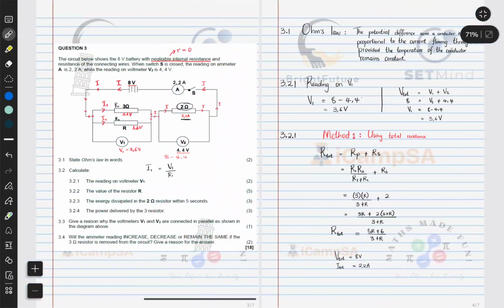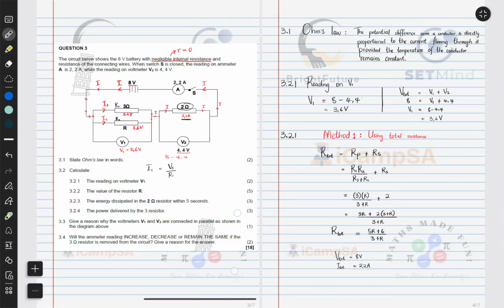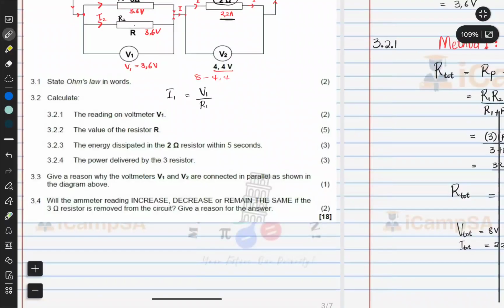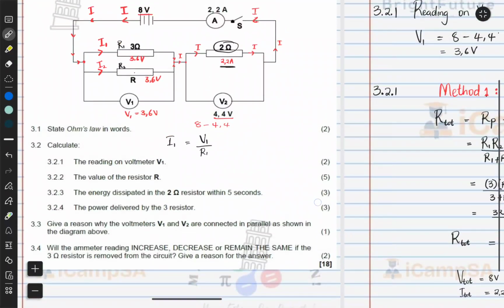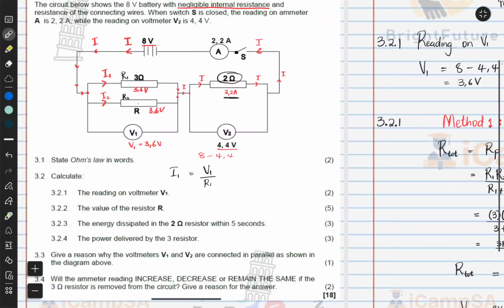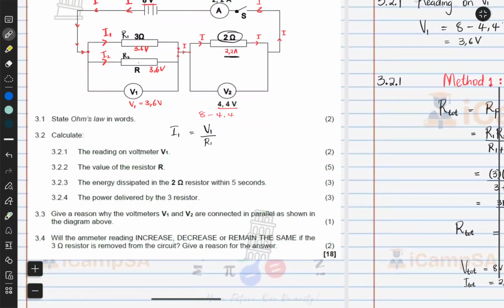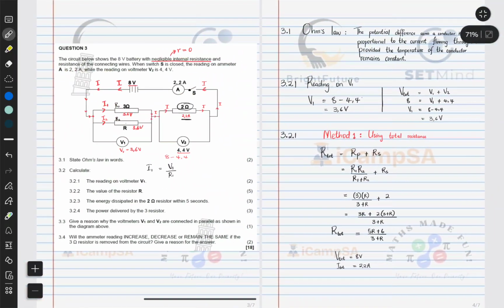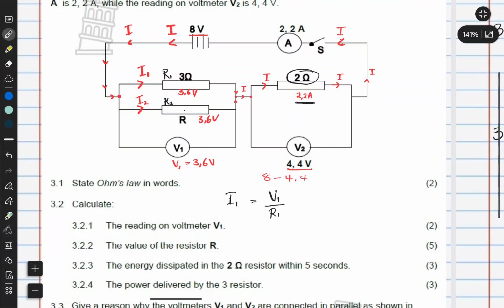Now let's go to 3.4. Will the ammeter reading increase, decrease, or remain the same if the 3 ohm resistor is removed from the circuit? All right. So if we remove the 3 ohm resistor from the circuit, it means we will no longer have a parallel combination, right? So the whole circuit will be in series. So what will happen if the whole circuit is in series?